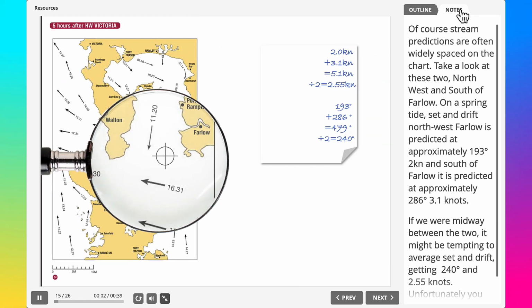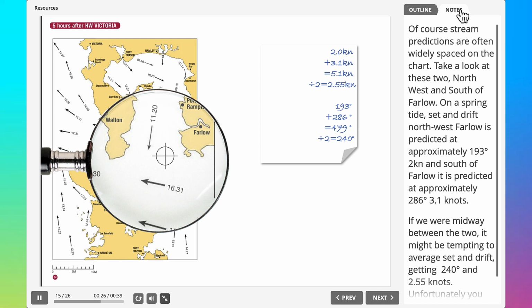Of course, stream predictions are often widely spaced on the chart. Take a look at these two, northwest and south of Farlow. On a spring tide, set and drift northwest Farlow is predicted at approximately 193 degrees, 2 knots, and south of Farlow it is predicted at approximately 286 degrees, 3.1 knots.